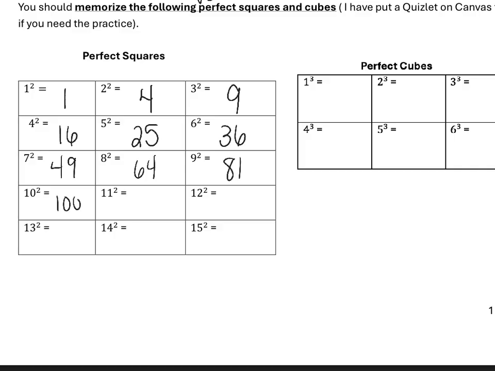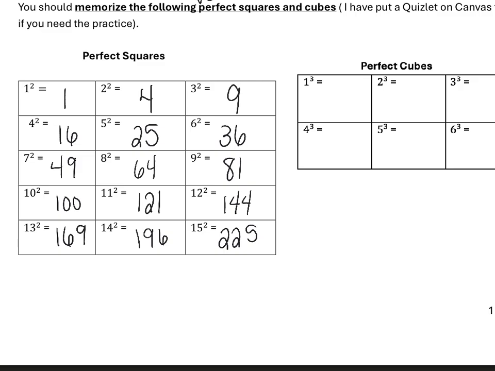10 squared is 100. This is when they get a little bit more difficult because we don't see them a lot. 11 squared is 121. 12 squared, 144. 13 squared, 169. 14 squared is 196. And 15 squared is 225. You should be able to recognize those.